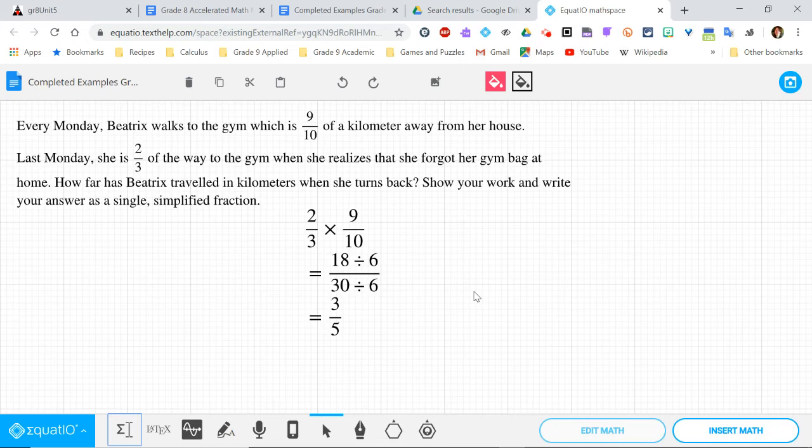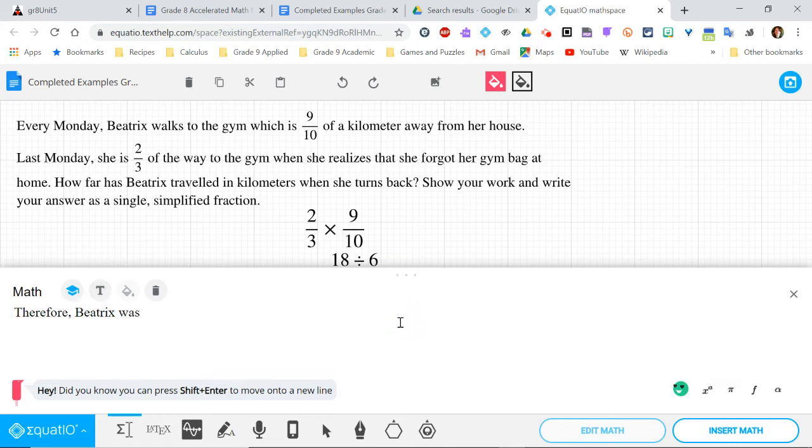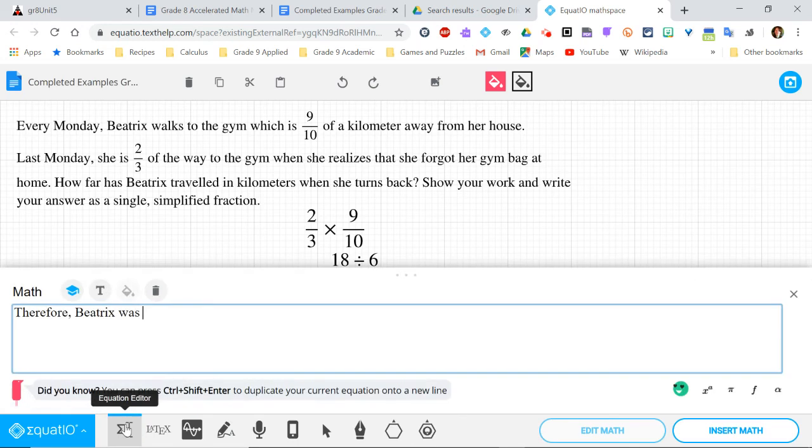So then I would probably do a therefore statement. So I'm going to go into the equation editor. I'm going to trash this here. I'm going to select text. So therefore, Beatrix was, what was the answer that we had here? Beatrix was 3/5, get back the text, of a kilometer.